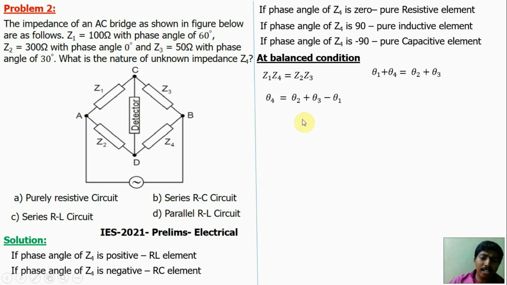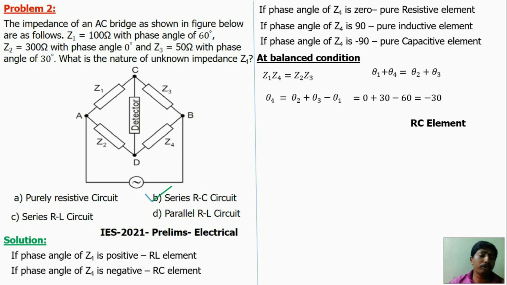Here the phase angle values are given. Theta 1 is equal to 60, theta 2 is equal to 0 degree, theta 3 is equal to 30 degree. Substitute here: theta 2 is 0, theta 3 is 30, theta 1 is 60. We will get minus 30. Theta 4 is minus 30. If it is minus 30, it means it has some resistance, so it is an RC element. So option B is correct. Okay, this is the concept.